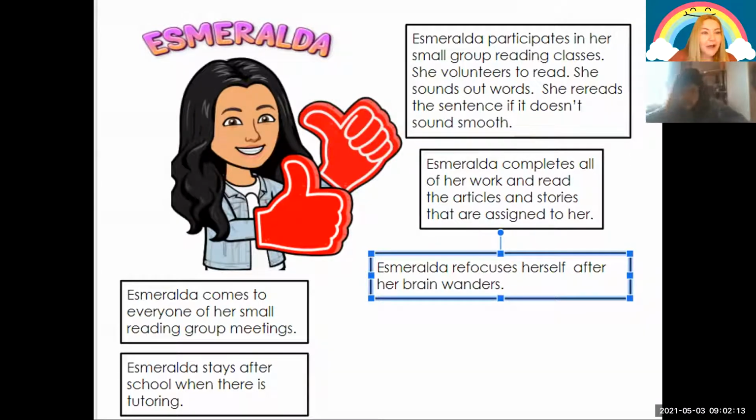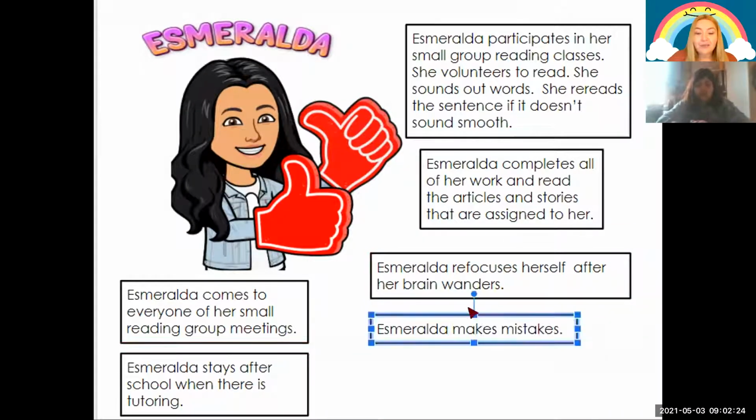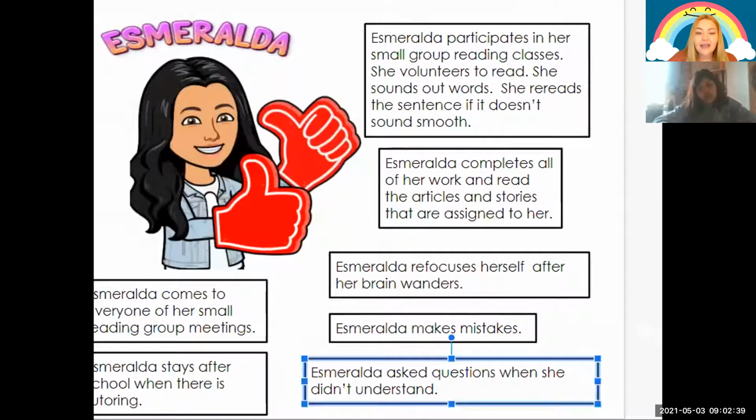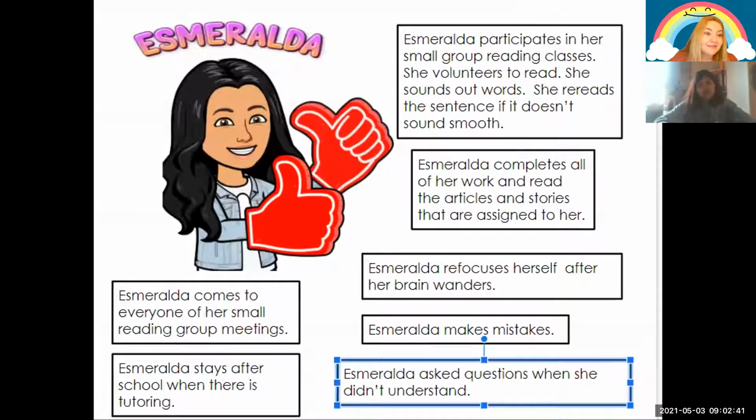Also, sometimes we talk about how we're learning something, but our brain wanders off for a little bit and we have to refocus our brain. We've practiced that, and you're really great at that. Another one of my favorites, Esmeralda, is you make mistakes. And isn't that the most awesome thing? When we make mistakes, we always learn something new. So that's another thing that you did to become successful. And one of my favorite things always is that you ask questions. Anytime you didn't understand something, you asked me to explain it again to you.